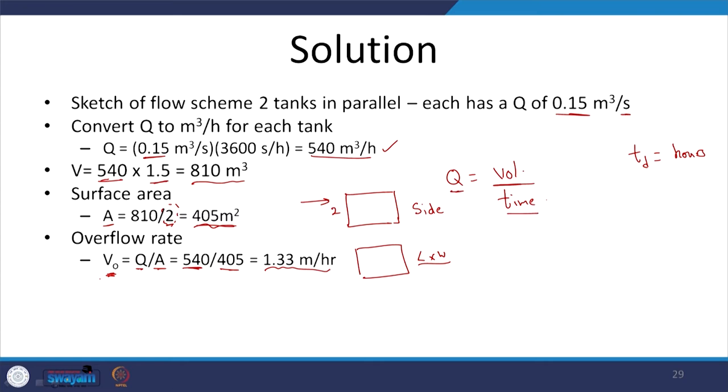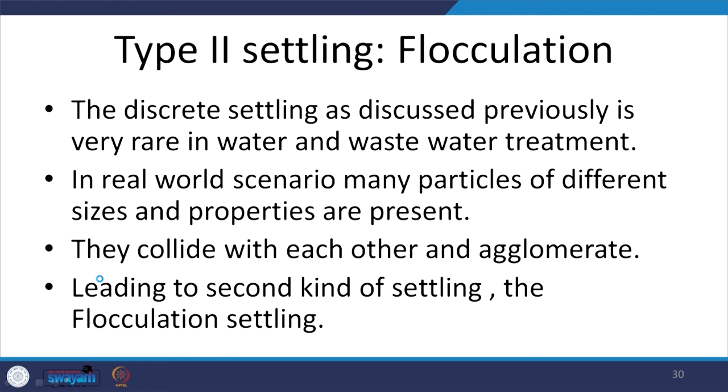So let's move on. So type 2 settling. In type 1 settling, each particle settled independently. In type 2, you are going to have flocculation occurring.